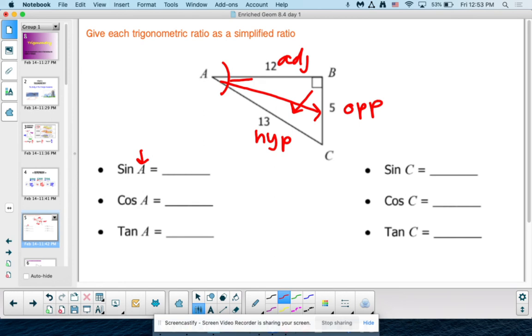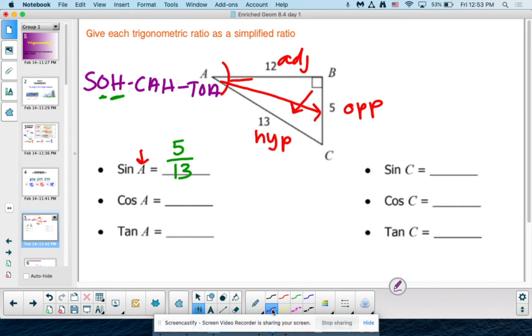So now that we've listed our three sides, I'm going to write SOHCAHTOA here so we can see it. Now we can write our ratio. So sine, opposite over hypotenuse. I look at what I labeled as my opposite, and it was 5. Our hypotenuse is 13. Now check. Can we reduce 5 over 13? Nope. So that's a good answer. We're done.